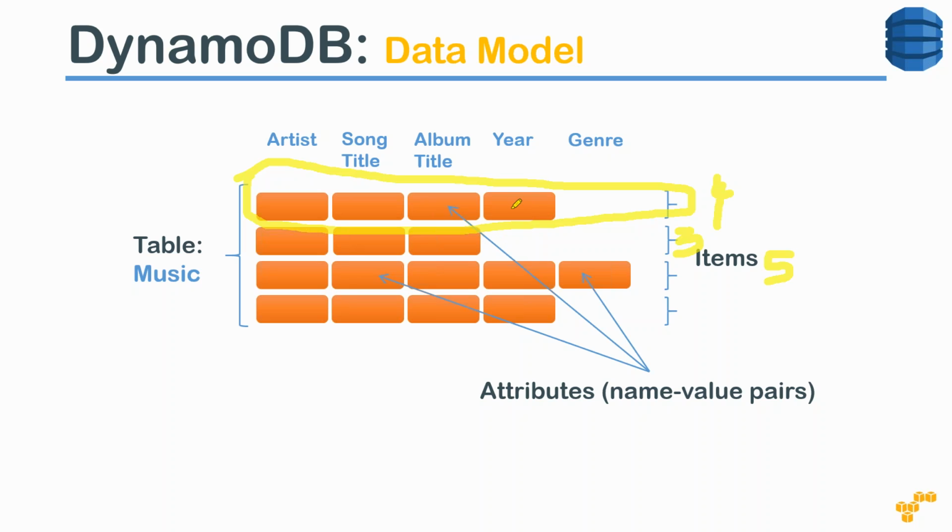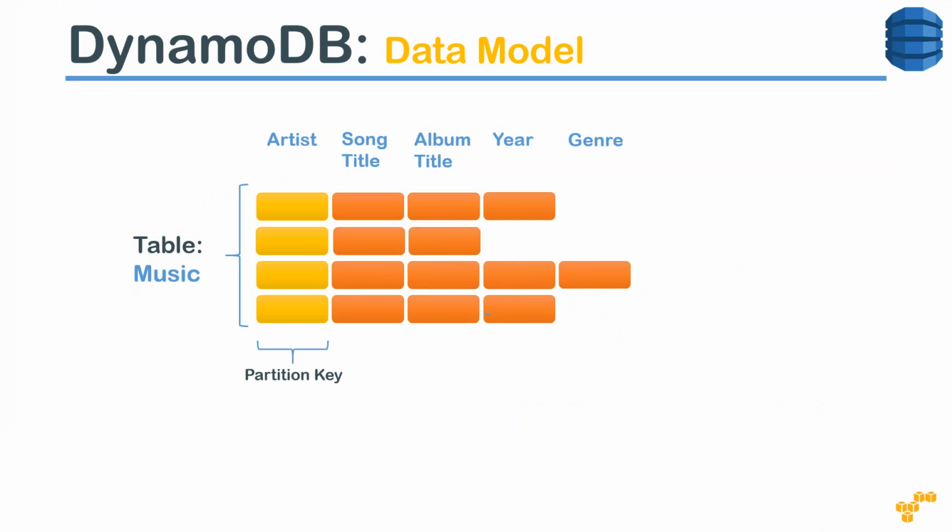So that is how a data model for a NoSQL database looks in comparison to a SQL database, or a row and column database. Moving forward to primary keys, if people are familiar with databases, they will know that SQL databases have primary keys. Here also you can have something called a partition key. Using this partition key, I will be able to identify my items uniquely.